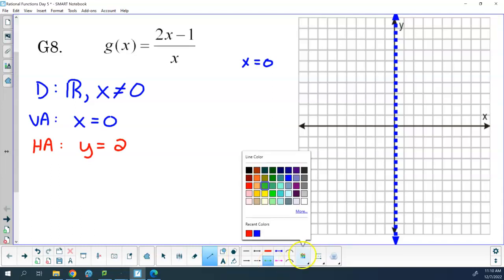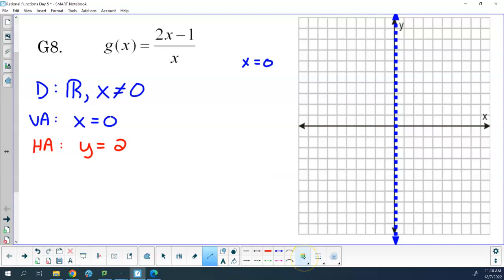Again, that is a horizontal line, dashed, going all the way across. Right. Good so far.